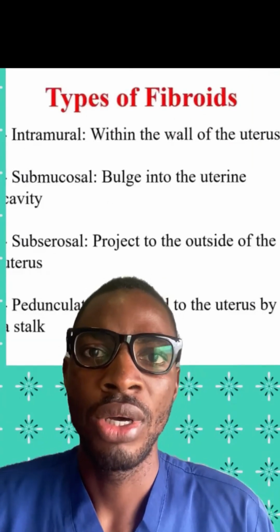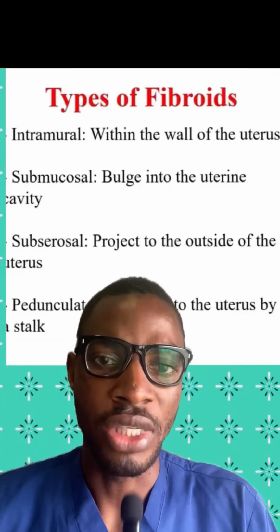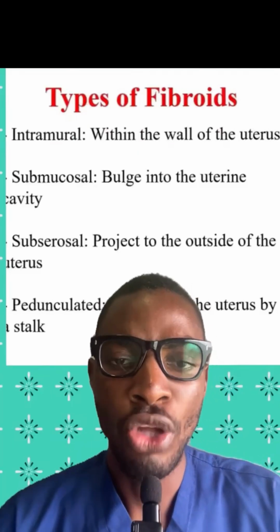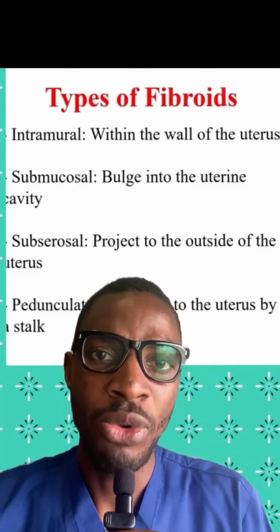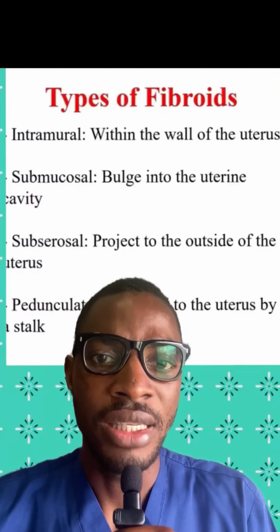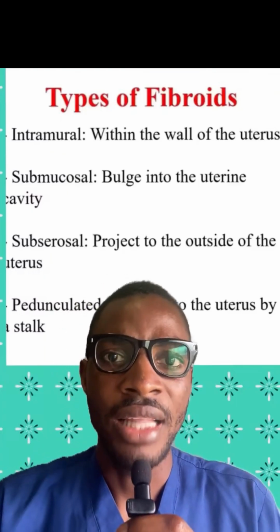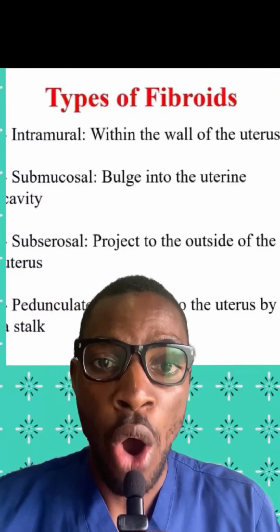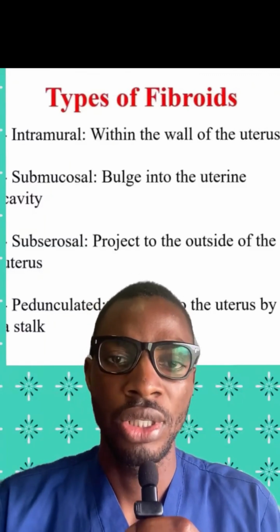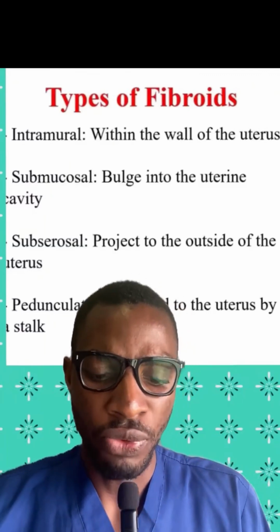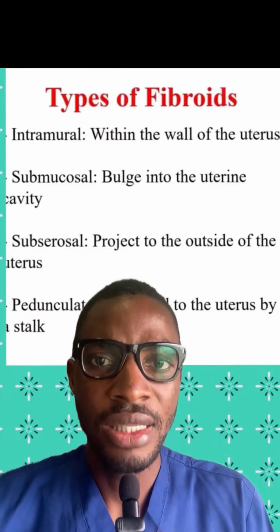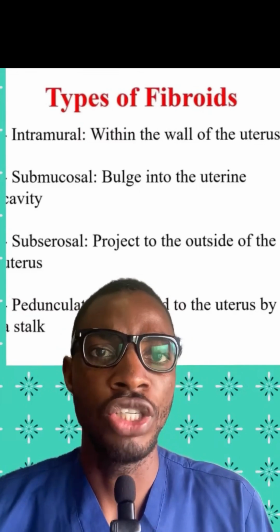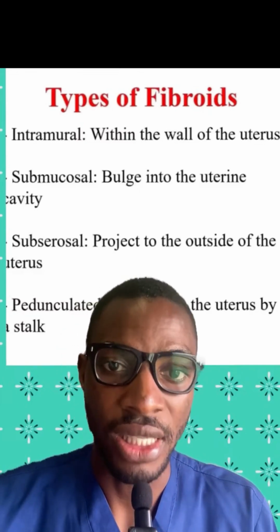Now, what are the types of uterine fibroid? Number one type of uterine fibroid is intramural. Intramural uterine fibroid is that type of uterine fibroids that are found within the wall of the uterus. Number two type of uterine fibroid is called submucosa. This is the type that bulge into the uterine cavity.